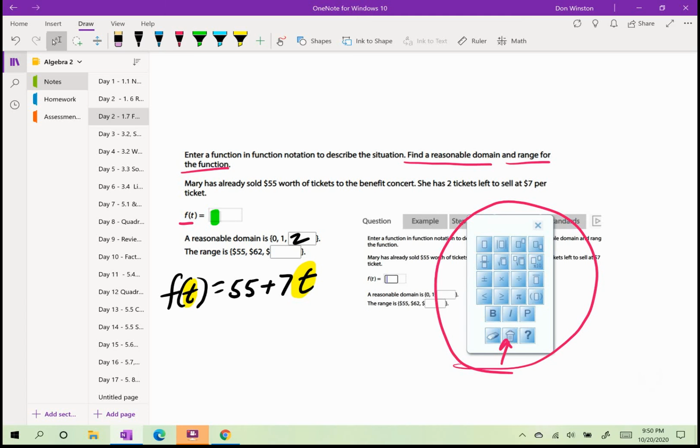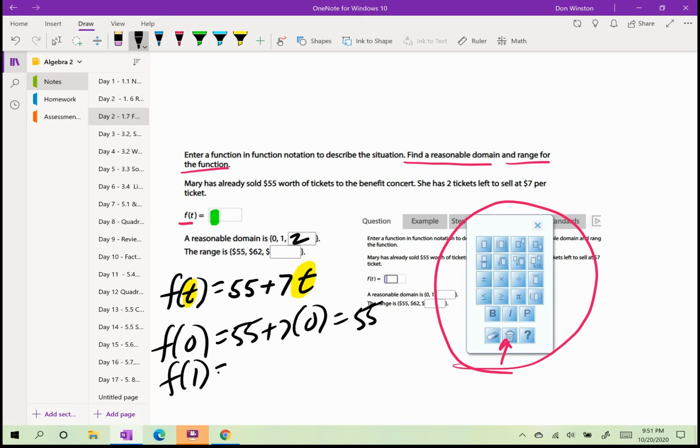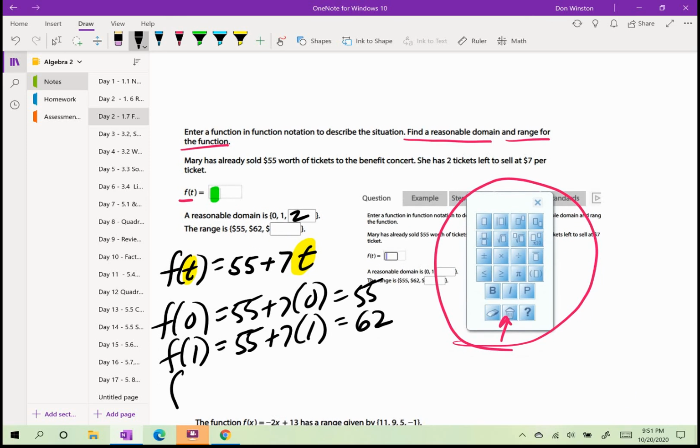Well, if she sells no tickets, f of 0 would just be 55 plus 7 times 0. That would be 55. If she sells 1 ticket, f of 1 would be 55 plus 7 times 1, and that would equal 62. And if she sells 2 tickets, f of 2 will equal 55 plus 7 times 2. 14 and 55, that would be 69. So a reasonable range would be 55, 62, and 69. And that's what you would enter there.